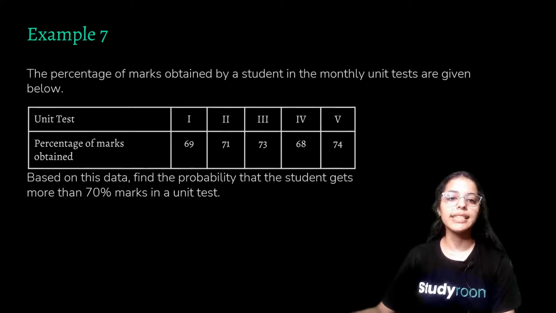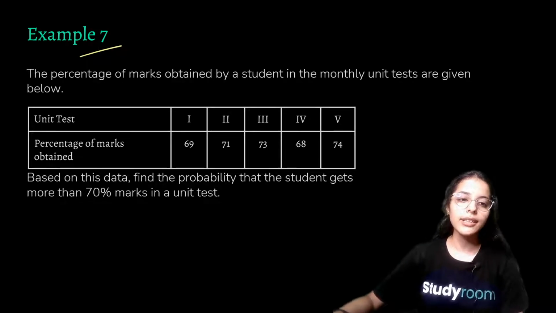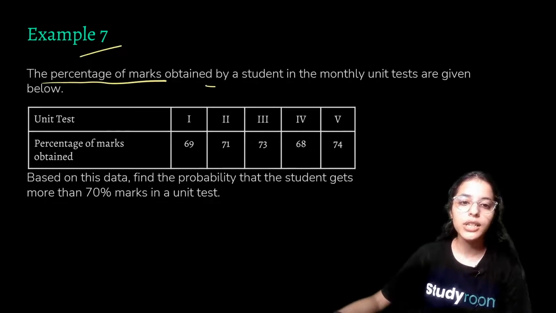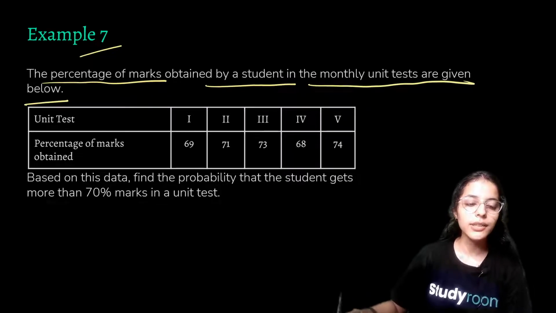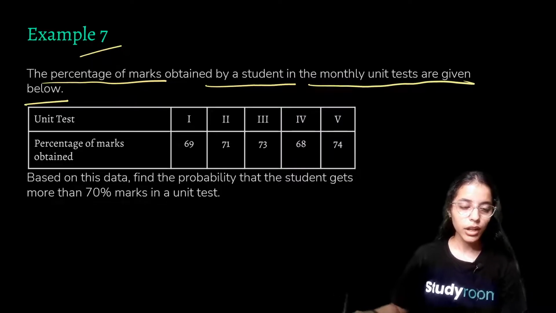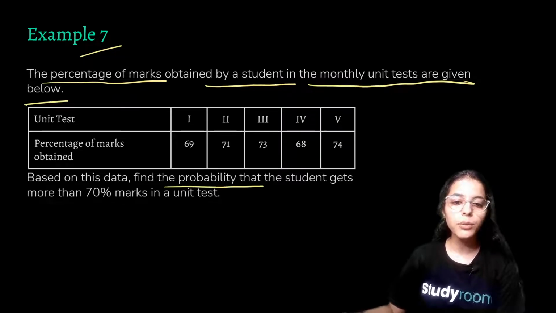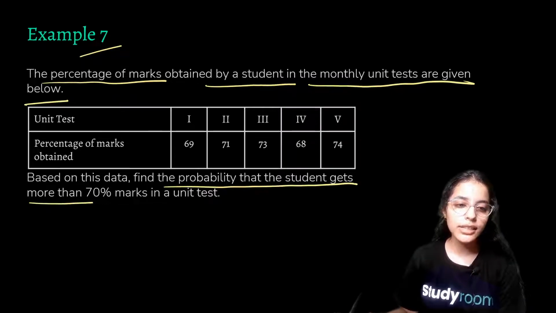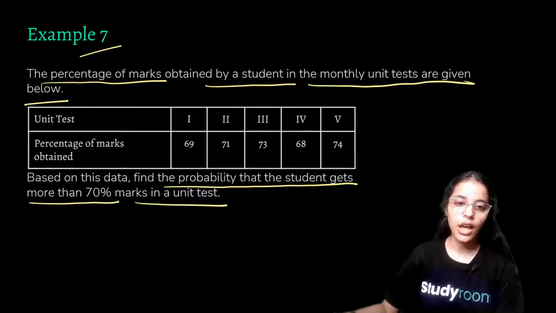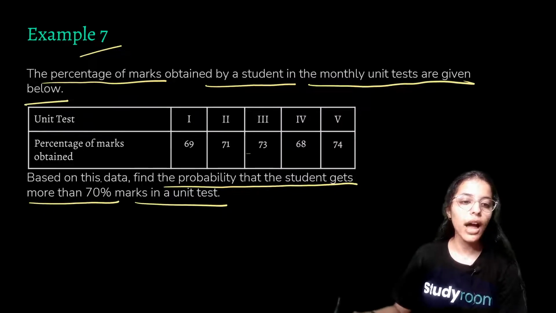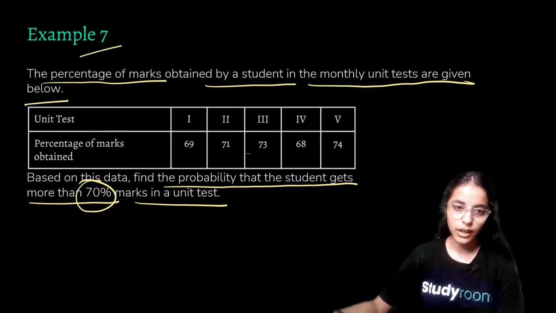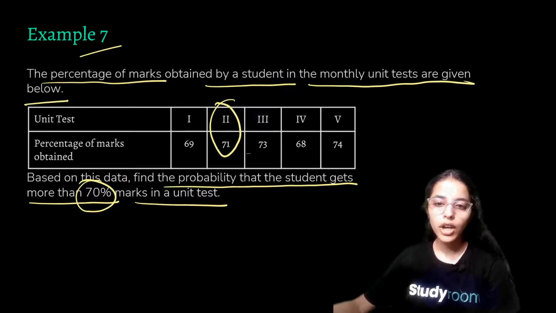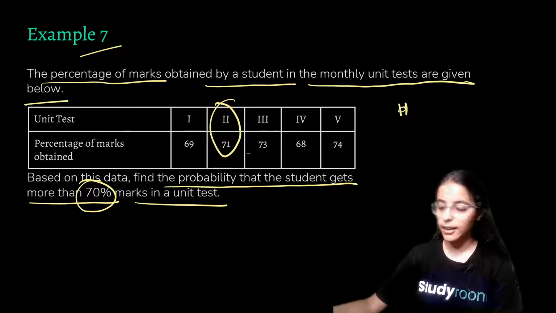Now let us move on to example number 7. In this, the percentages of marks obtained by a student in monthly unit tests are given below. These are the percentages of marks obtained and these are the unit tests, that is 1, 2, 3, 4, 5. Based on this data, you have to find the probability that the student gets more than 70% marks in a unit test. These are the marks given and we have to have more than 70%. So let us see when he got more than 70%. First of all, he got it in unit test 2.